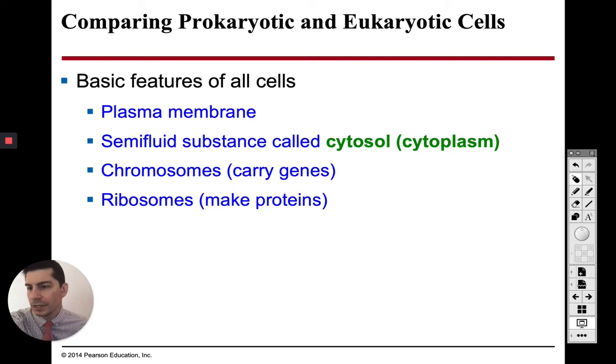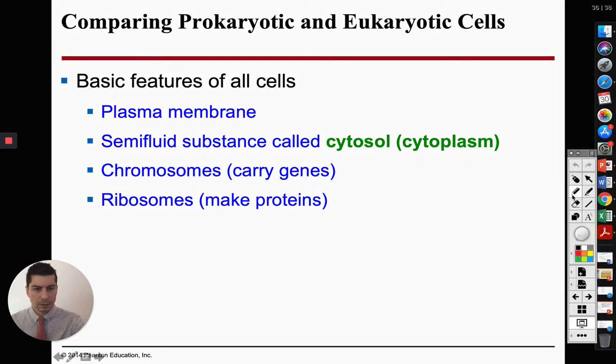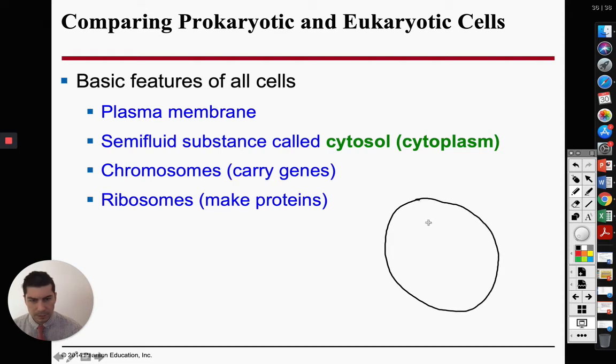So we're going to have our cell. Okay, so here is our cell membrane. Here is our nucleus. The cytoplasm is everything from here to here. That's our cytoplasm.